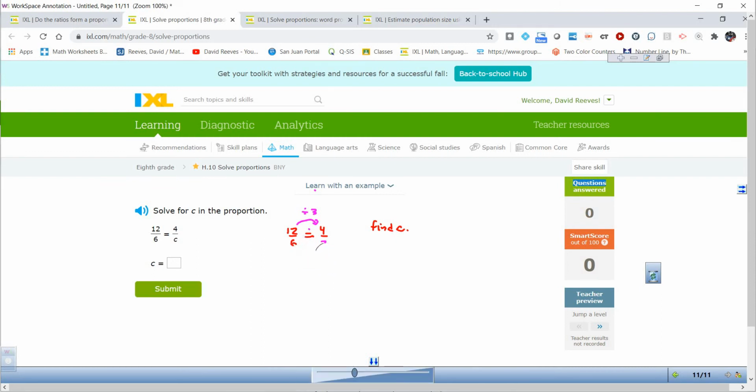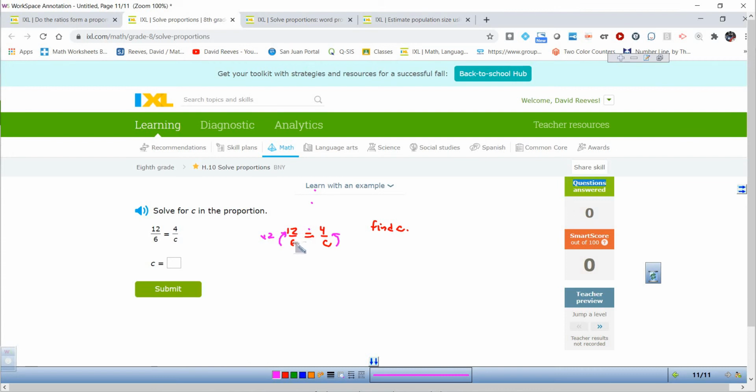Probably an easier way is, instead of looking across, let's look up and down, right? And again, this is why proportions are so great, because you have so many different ways to get the answer. 12 is twice 6.